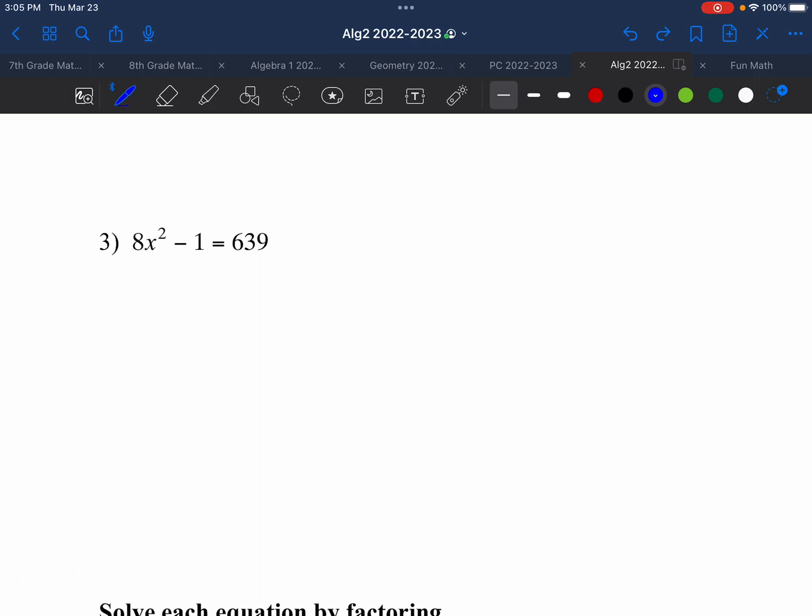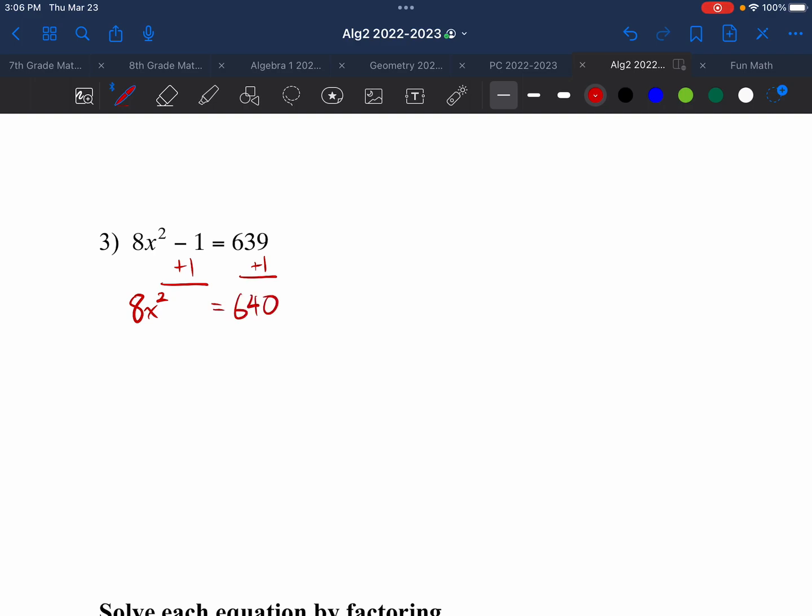Again, same steps as before. We're just trying to isolate the x squared by itself. So get rid of this 1, get rid of this 8, in that order. So we're going to add 1 to both sides. That gives us an 8. 8x squared is equal to 640.